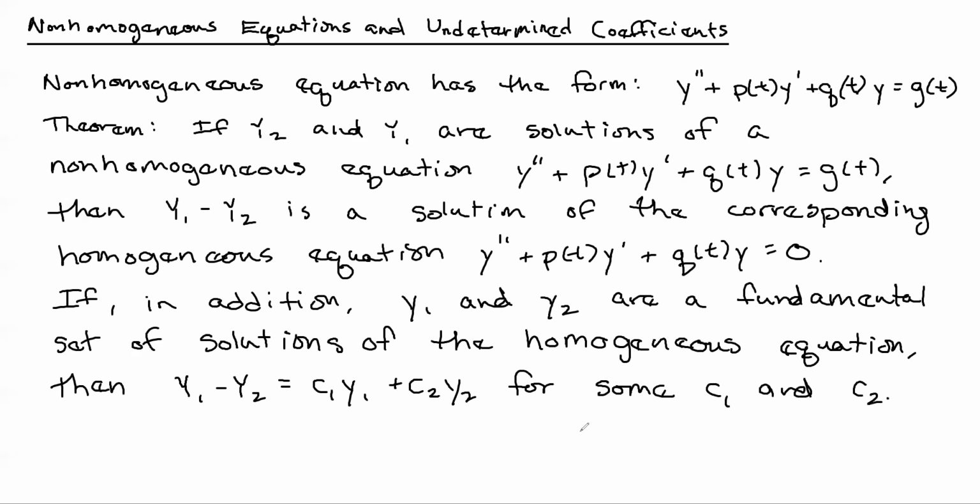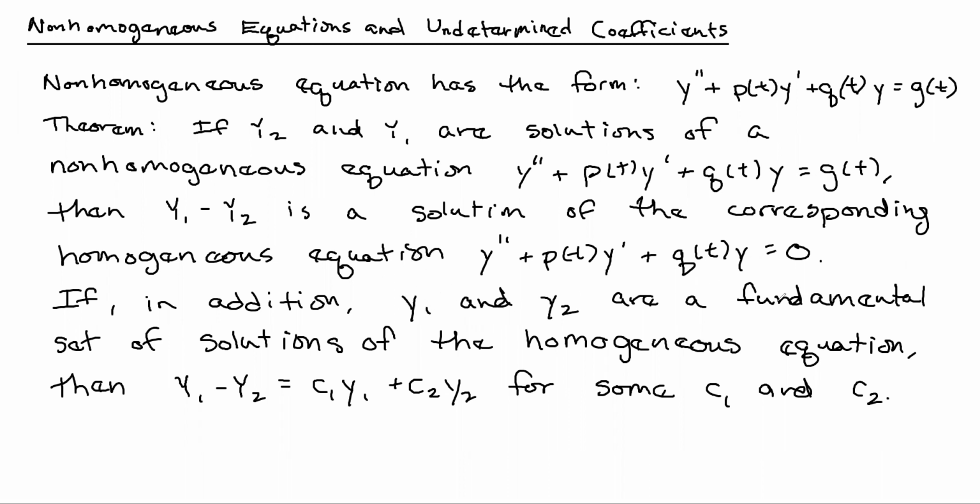Okay, so there are two pieces to this theorem. The first piece says that if we have solutions to the non-homogeneous equation, then we can subtract them and get a solution to the homogeneous equation. We'll go through and prove that. That's not necessarily obvious.